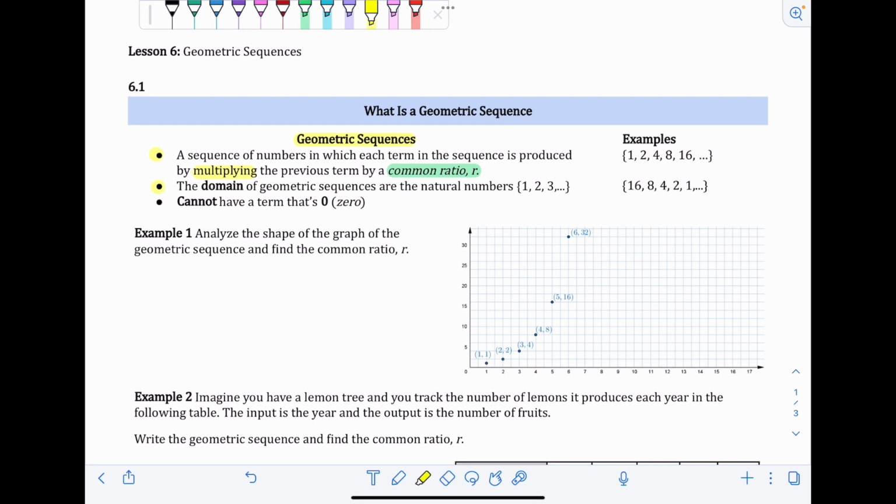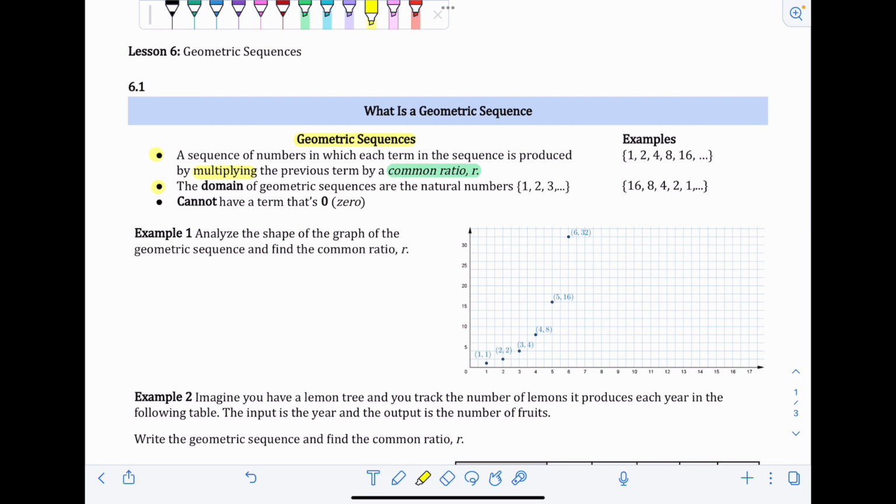And then the domain of a geometric sequence is the set of natural numbers, which are the numbers that you would count with. So if you started counting, you'd say 1, 2, 3, 4, and so on. No negatives, no decimals, or anything like that. That's because the domain is going to be the term number. So you would have term 1, term 2, term 3. You wouldn't say term 1.5 or anything like that.